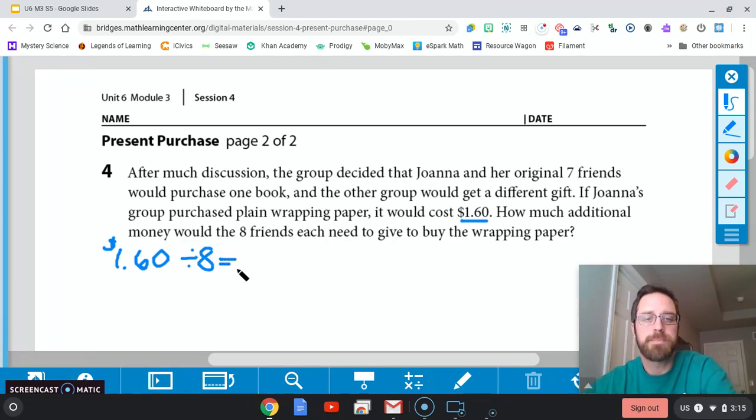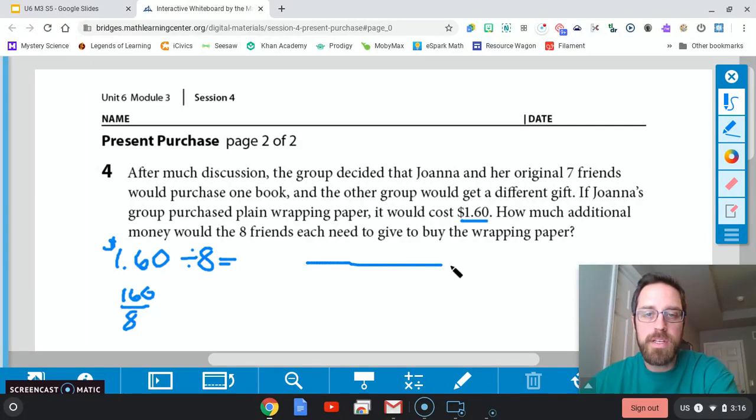Now, the best thing to do when you're dividing with money is to take the decimal out. If you take the decimal out, that's 160 cents. $1.60 is 160 cents. So if 8 friends are trying to split 160 cents, how much would they each pay? In this case, we said a fraction is another way of showing a decimal. So I could ask, what's 160 over 8? That gives us the same problem, 160 divided by 8.